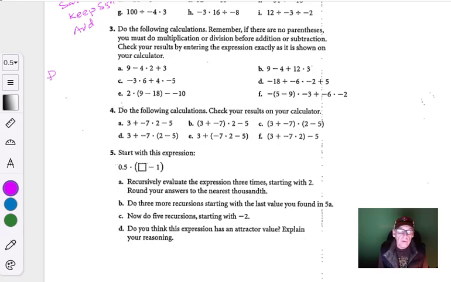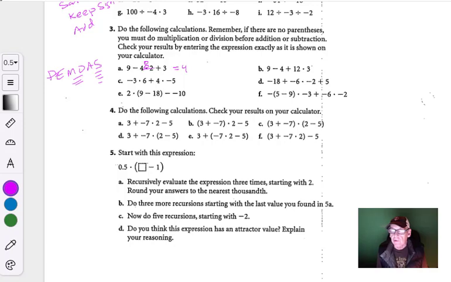Okay, here we have some PEMDAS problems. Remember, we do multiplies and divides before we do adds and subtracts, after we do exponents, or parentheses and exponents. So the 4 times 2 has to be done first. That gives us an 8. So we have 9 take away 8 plus 3. 9 take away 8 is 1. 1 plus 3 is 4.